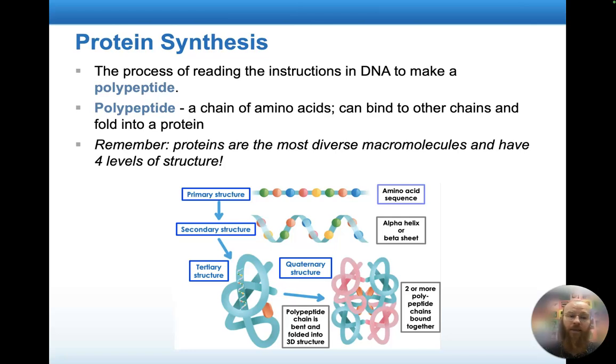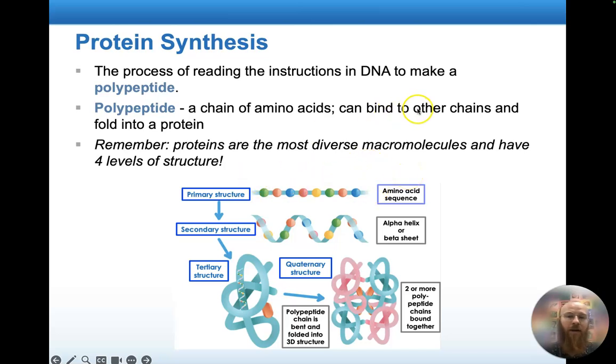Okay, so again, in lesson 6, the overall process that we're looking at is protein synthesis, how your body takes the instructions in DNA to make a polypeptide. Remember, a polypeptide is just a protein's primary or initial structure, a very, very basic structure. It's just a chain of amino acids, those individual building blocks or monomers of proteins, all in a nice line, all bonded together in a certain sequence.